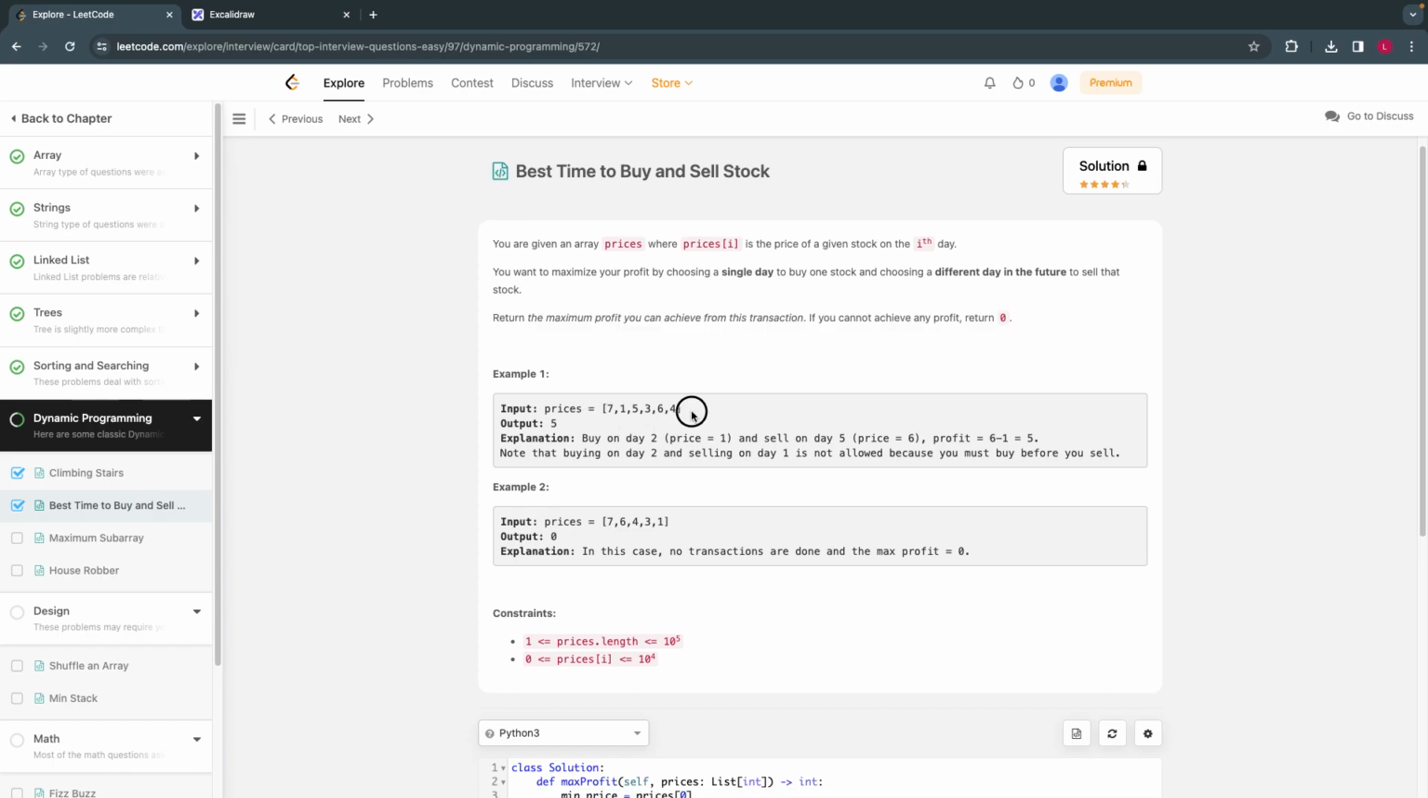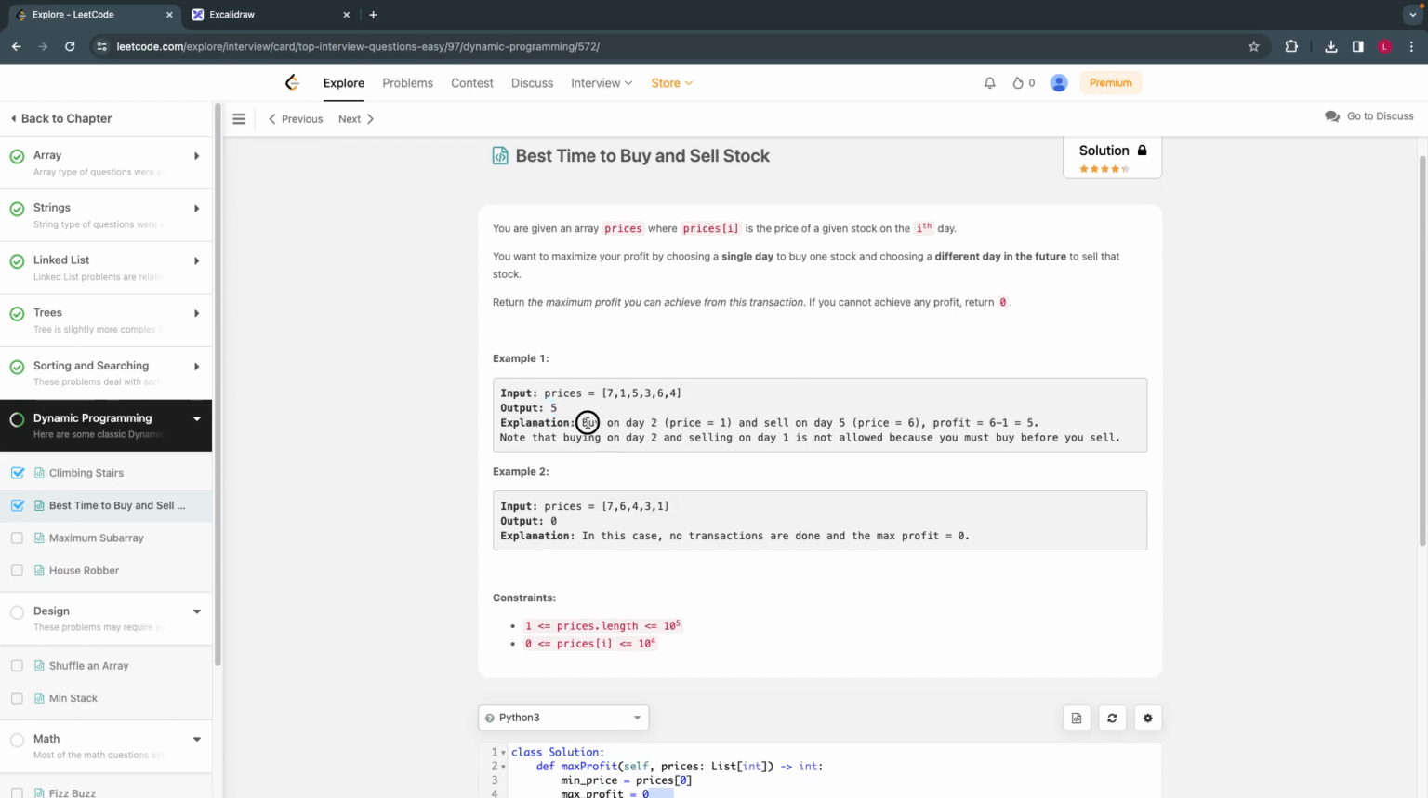In this context, if you see the explanation of the output, what they're saying is you buy it on day 2, with the lowest price among all this list, right? The price is 1. Imagine this is day 0 or day 1, day 2, day 3, day 4, and so forth, and these are different stock prices on the corresponding days. The indexes are days and the values are the prices.